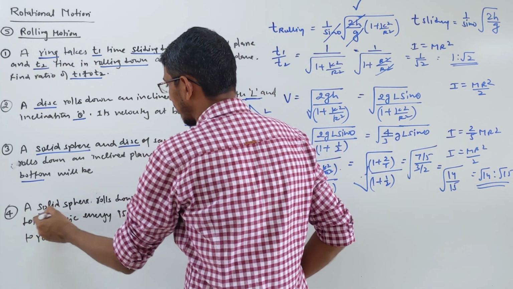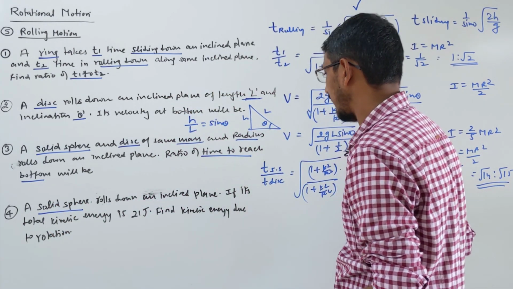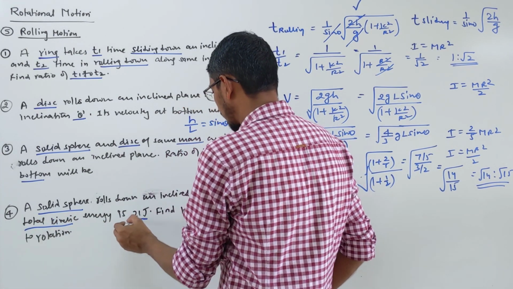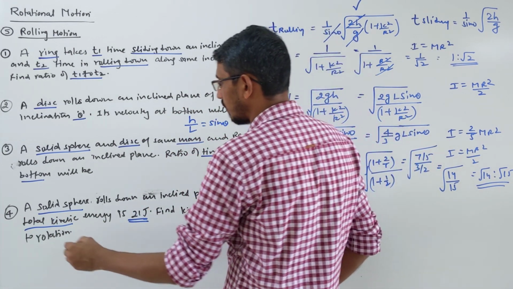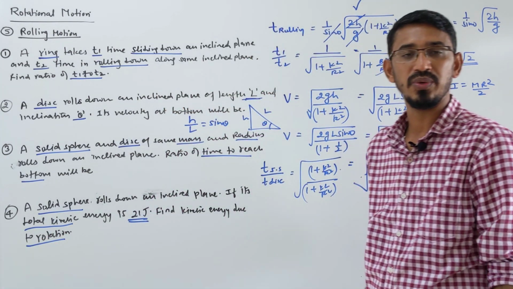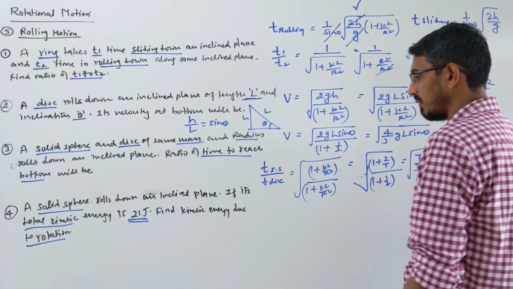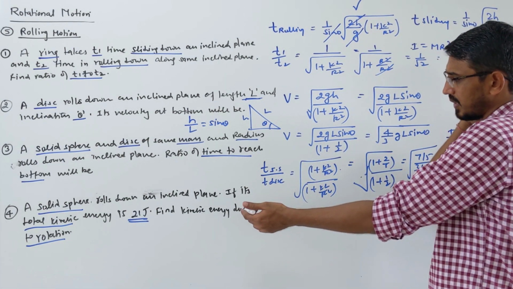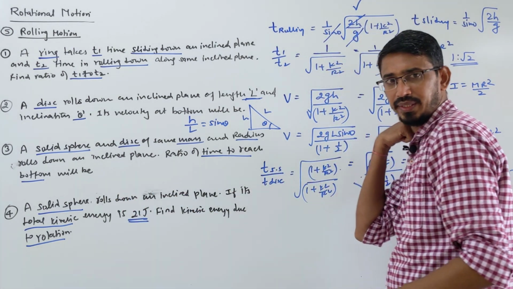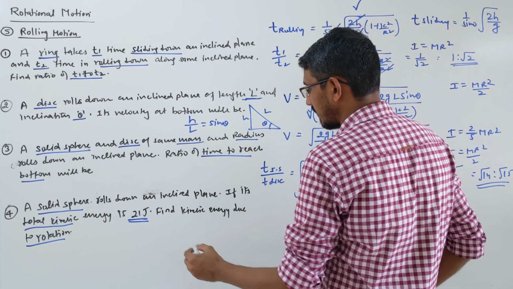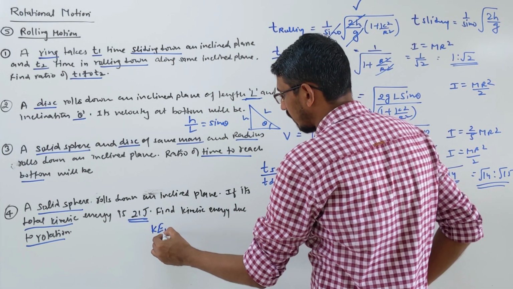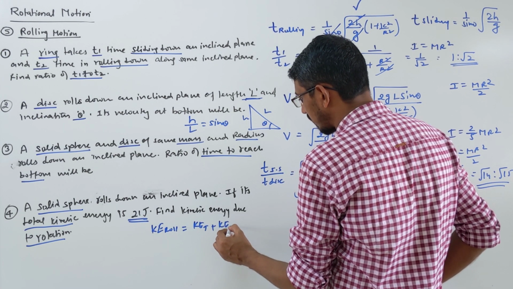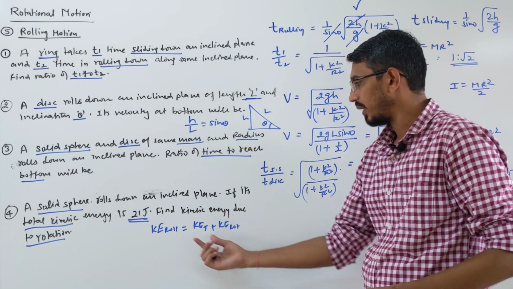A solid sphere rolls down an inclined plane. If its total kinetic energy is given as 21 joule, find the kinetic energy due to rotation. So in this energy question, total energy given means energy due to rolling is given, and we have to find the kinetic energy due to the rotation part. I told you already that kinetic energy of rolling is kinetic energy of translation plus kinetic energy of rotation. Rotation we have to find, and this is given.